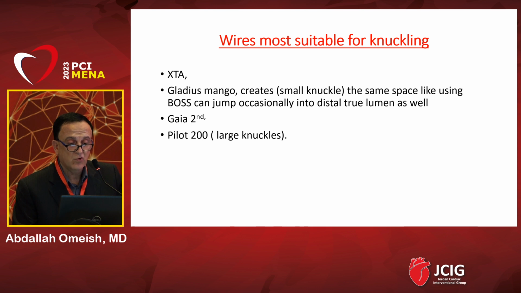The wires that are more suitable for knuckling in case antegrade dissection reentry is needed are the XTA, Gladius, the Gaia 2nd, and the Pilot 200. Of note is that the Gladius can make small knuckles, and the subintimal space would be small, and it can mimic the same space that is created by the BOSS device.